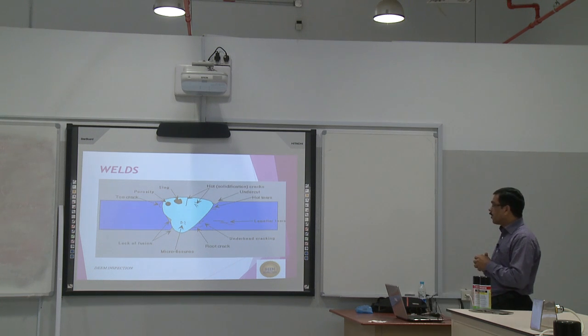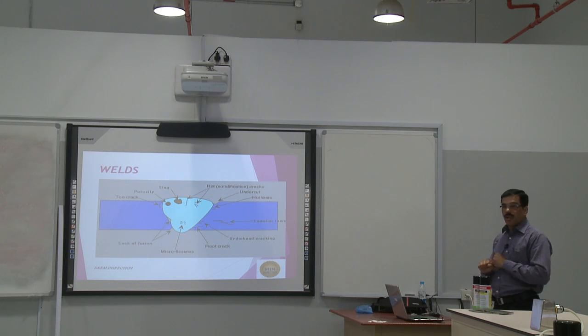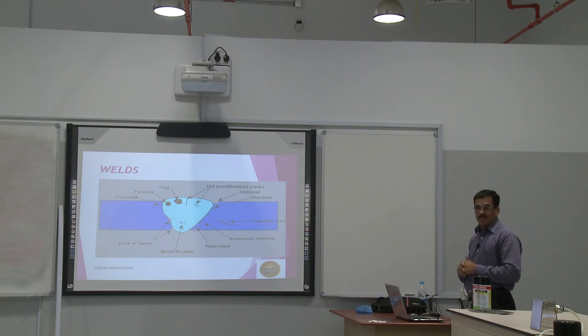This is just a weld configuration. So any defects we can find out, but they should be open to the surface. Surface cracks or surface porosities, anything open to the surface we can find with the penetrant testing process.